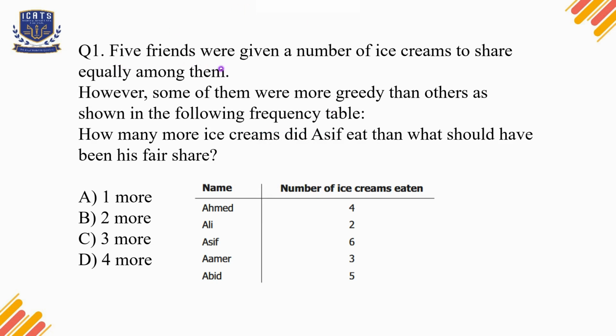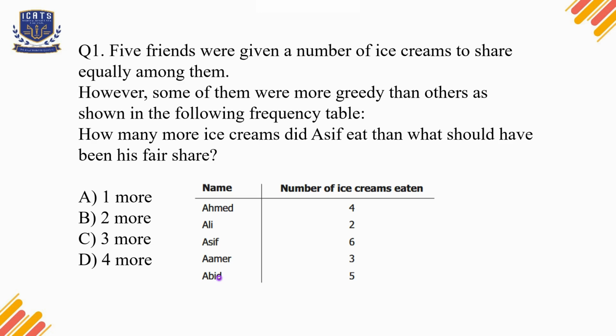Question number 1. 5 friends were given a number of ice creams to share equally among them. However, some of them were more greedy than others as shown in the following frequency table. How many more ice creams did Asif eat than what should have been his fair share? Option A is 1 more, option B is 2 more, option C is 3 more, and option D is 4 more. So here we can see a chart with names and the number of ice creams each person has eaten.